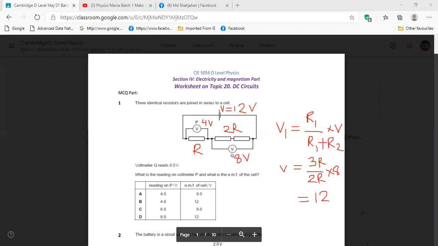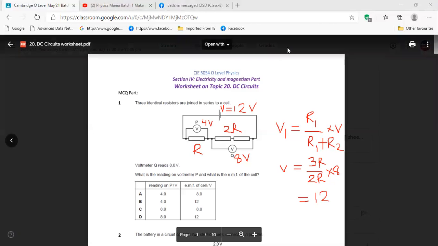Worksheet, worksheet. So your batch is 10 or 11? The 11. Okay, the same batch only. Topic 20, then MCQ 1, worksheet. Okay, now it's preserved there.